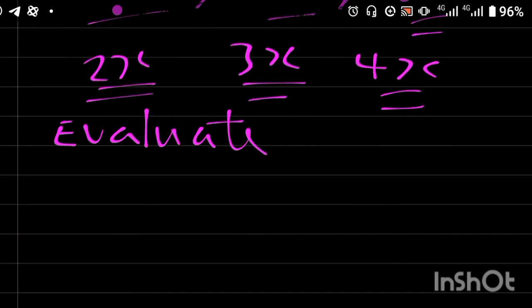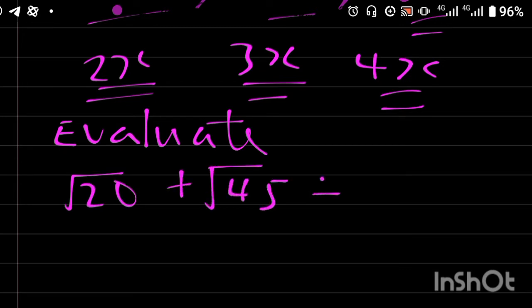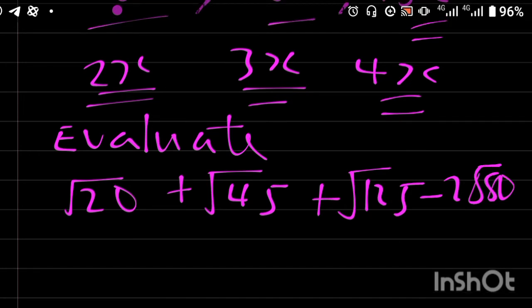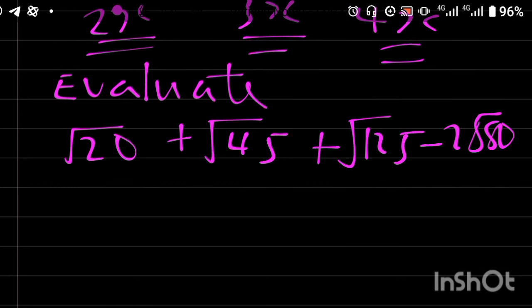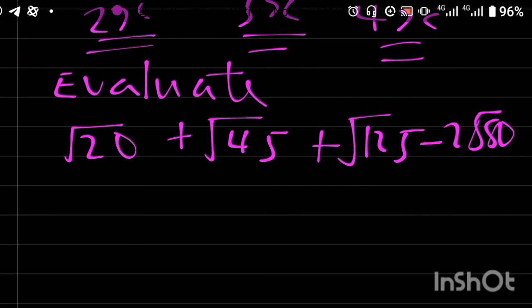Evaluate root 20 plus root 45 plus root 125 minus 2 root 80. I will convert each of them to their basic form. This root 20 is the same thing as root 4 times 5, so that is going to be 2 root 5. Then plus my 45 is the same thing as 9 times 5. Root 9 is 3, so 3 root 5.